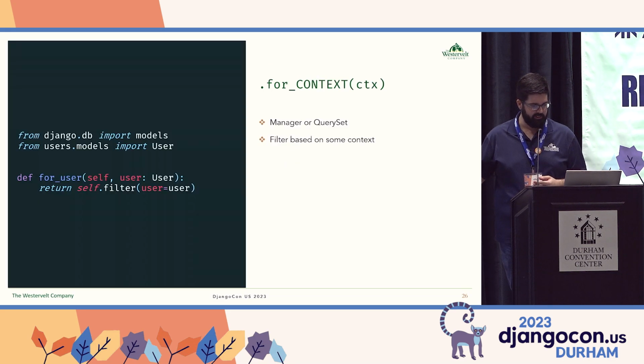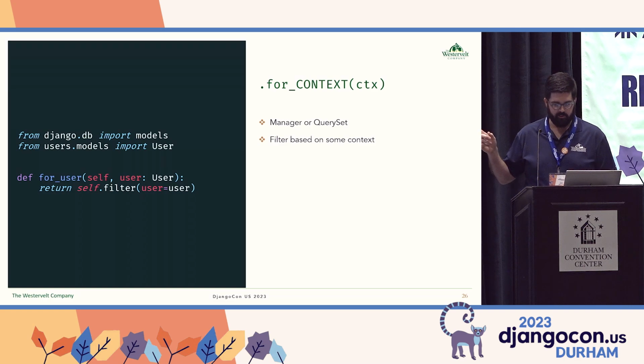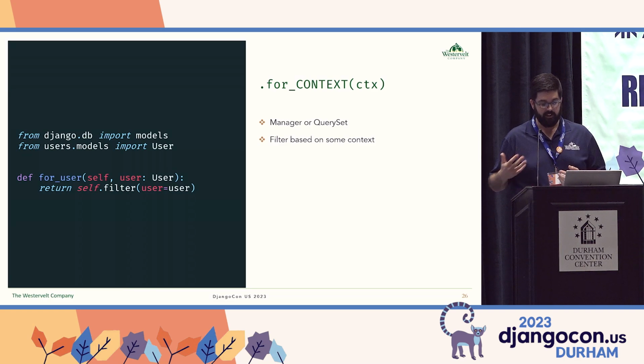First up, for context. You'd use this when you want to filter a query set based on a model instance or some other context. A common pattern you often see out in the wild is the for_user method, where you only want to show the model instances related to that user.